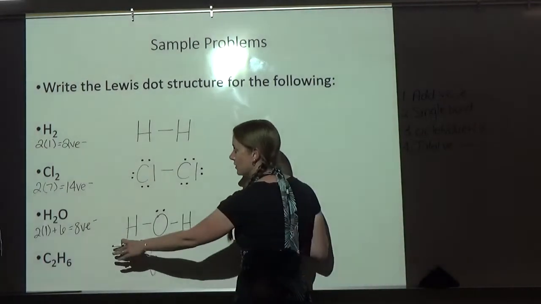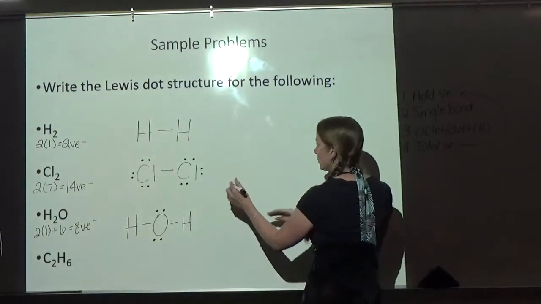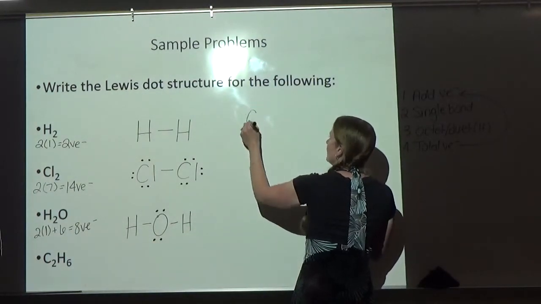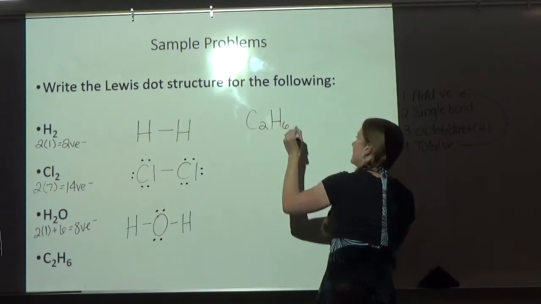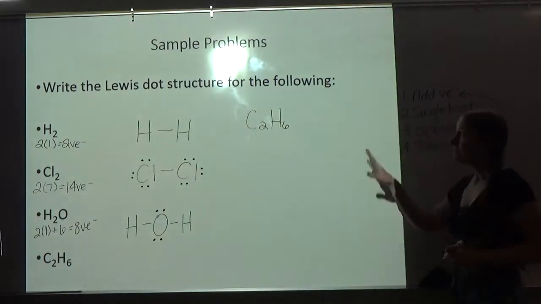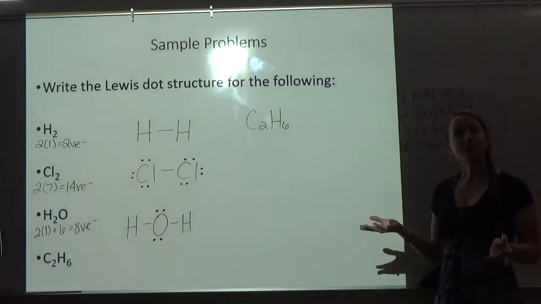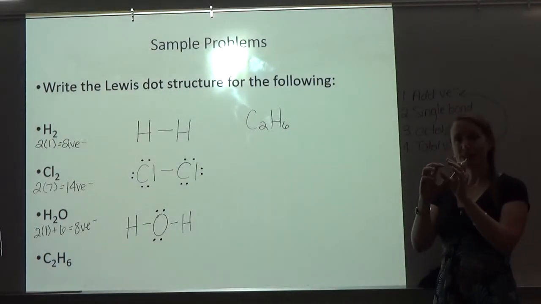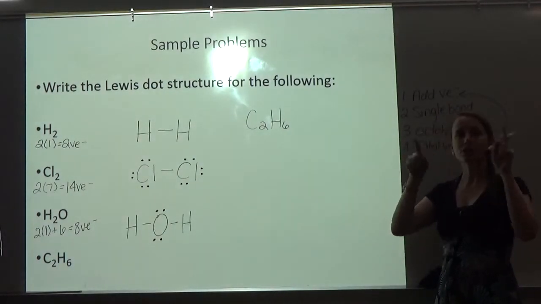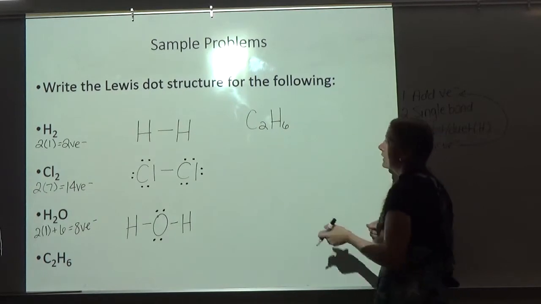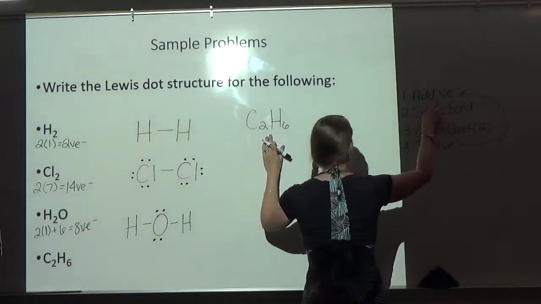All right, so let's move on to our last one down here. I'm running out of room, so I'm just going to pull it up here. So it's C2H6. When you have C2H something, the way you set it up is you bond the 2 C's and then you split the H's up evenly between the 2. But let's follow our steps. So we're going to add our valence.